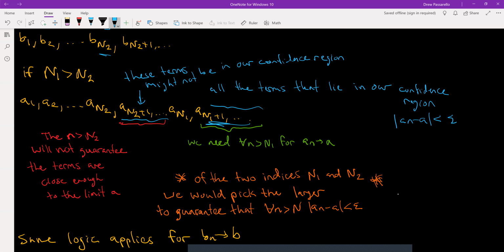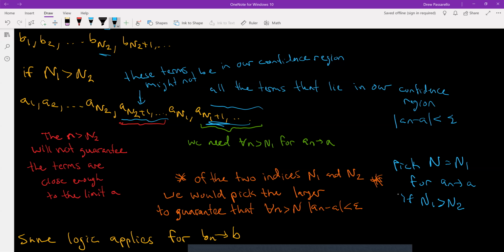So the bigger of the two is n1, so we would pick, in this case, n equal to n1 for an to converge to a. That's if n1 is bigger than n2. But we don't know if it is or not.